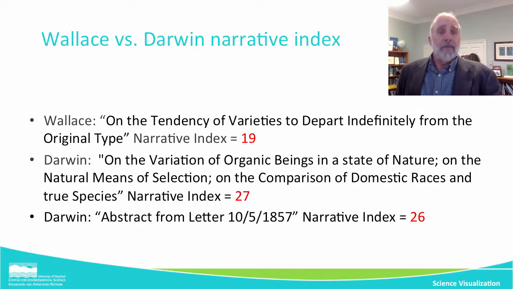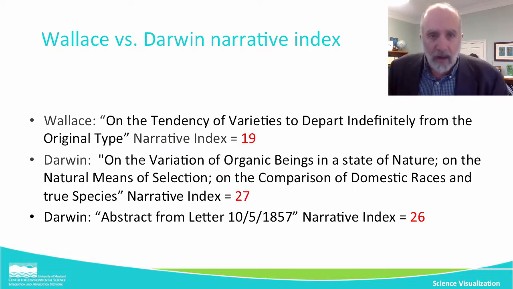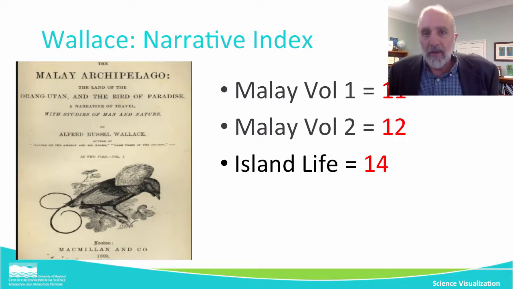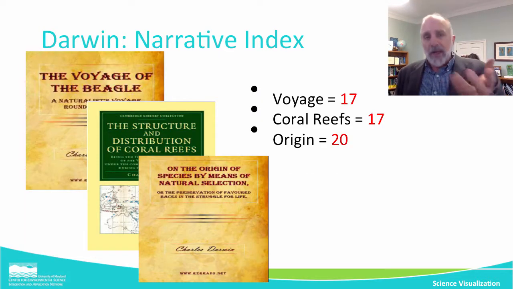But in terms of narrative index, Wallace had a narrative index of 19. Darwin had a much higher narrative index in the 2 letters that he contributed, 27 and 26. Of course, who do we know as the father of natural selection? Charles Darwin. Wallace is a footnote in history. Darwin is the one that's famous. Wallace went on to write a bunch of books, a 2-volume set on the Malay Archipelago and Island Life, narrative index still hovering in the low teens. Darwin, much higher, consistently in his Voyage of the Beagle, his Structure and Distribution of Coral Reefs book, and his Origin of Species book.